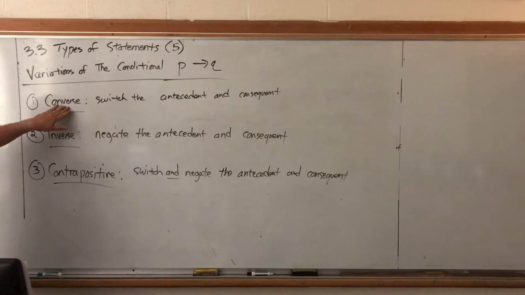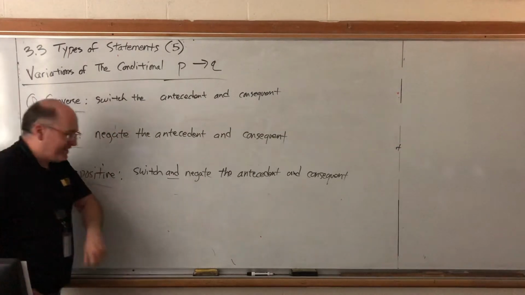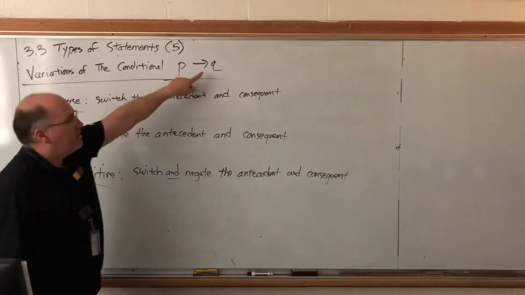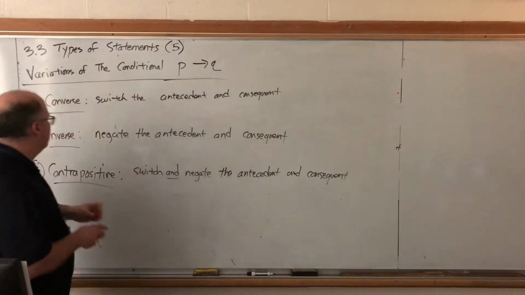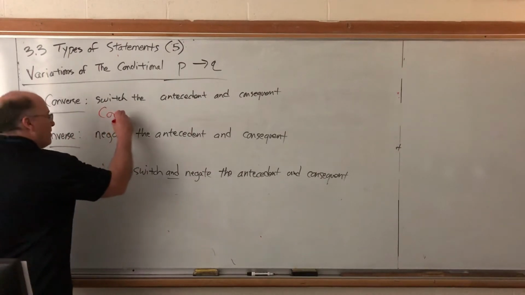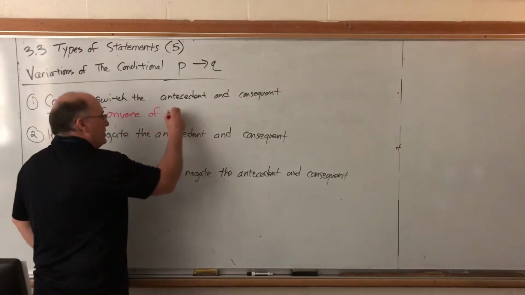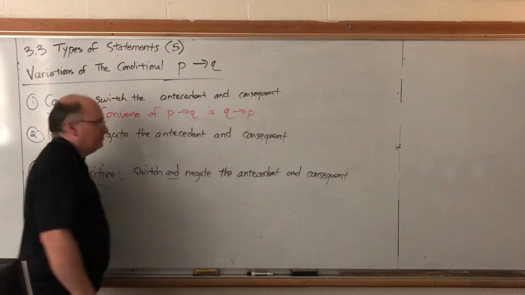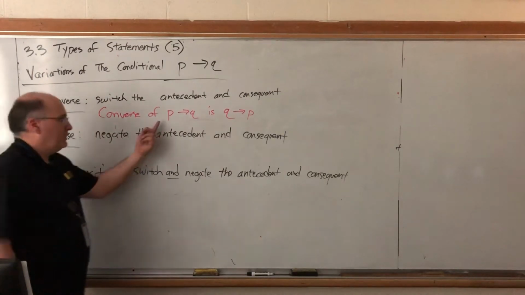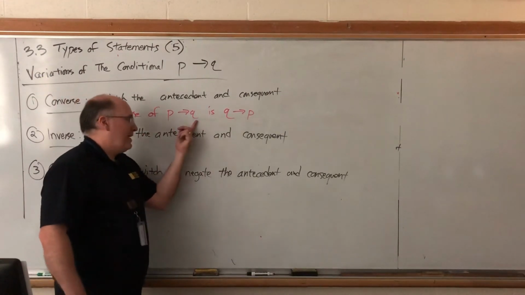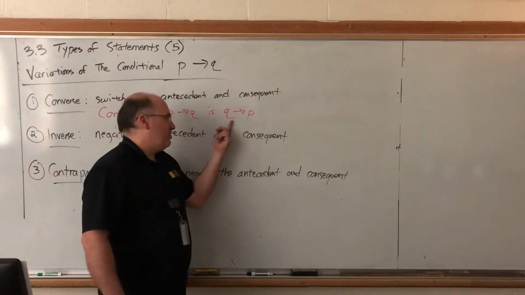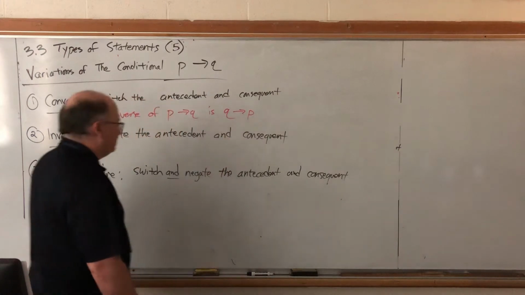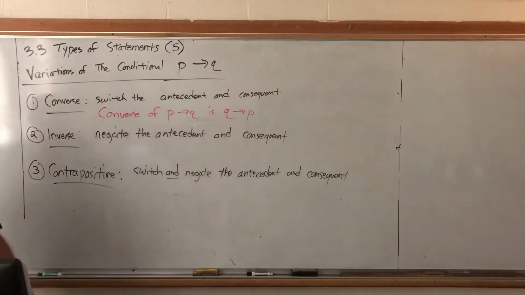For the converse of a conditional, you just switch the antecedent and the consequent. Remember, the antecedent is the first part of a conditional. The consequent is the second part. So the converse of P pointing to Q is Q pointing to P. If I have money, then I will buy a car. If I buy a car, then I had money. Are those equivalent? We'll talk about that in a moment.